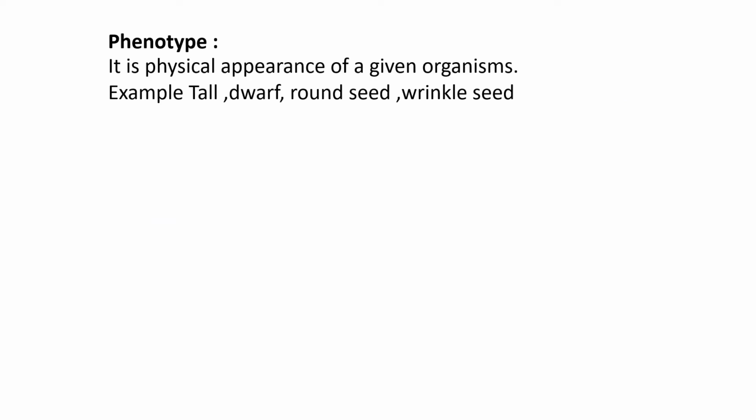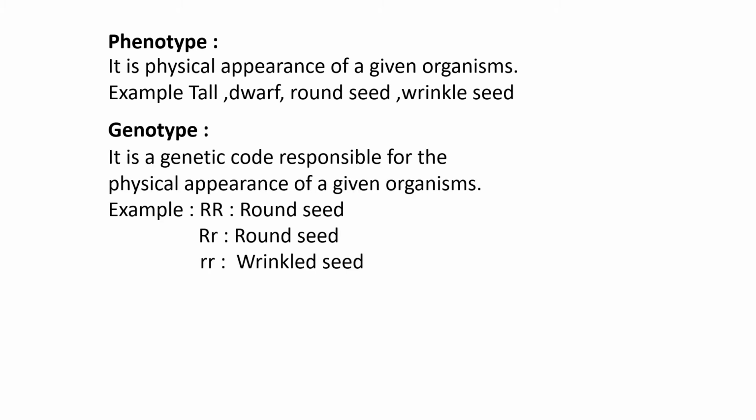Phenotype. The physical appearance of a given organism. Tall, dwarf, round seed, wrinkled seed. Genotype, the genetic code responsible for the physical appearance of a given organism. See here, capital R, they are a pair and they are dominant. We know that if it is capital, it is dominant. Here again it is dominant because again the capital R is there and small r will not be expressed. Here no capital letters are seen, that means this will be expressed.